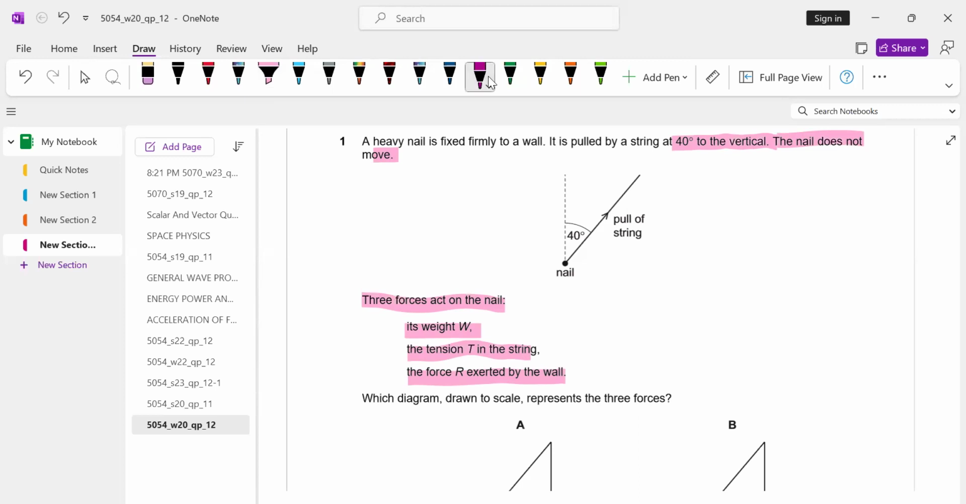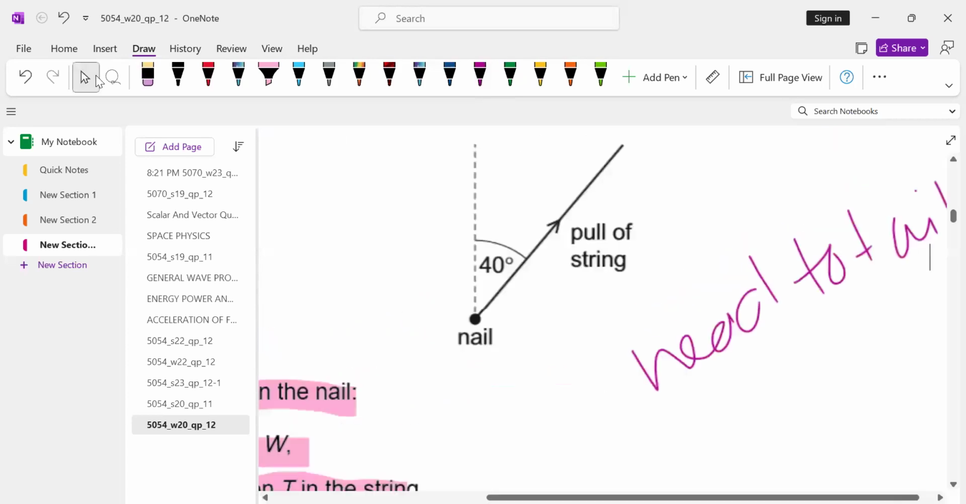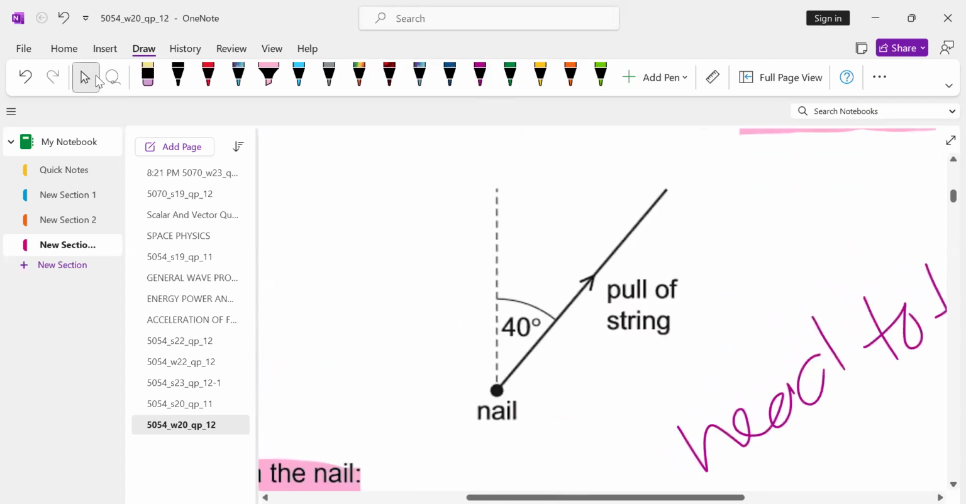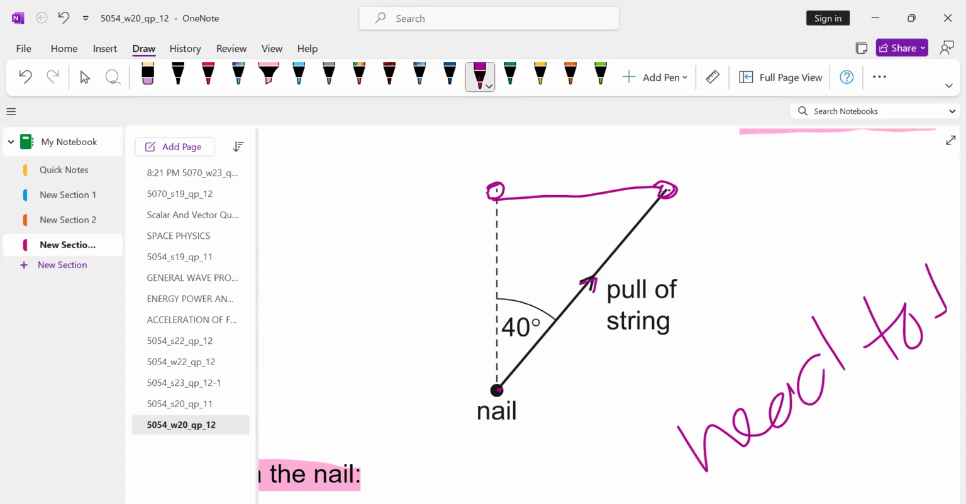We'll be using the head to tail rule. According to this, you can see the direction of the force is upwards, meaning this is the head and this is the tail. So this head here will connect to the tail of the other side. Let me draw it again.